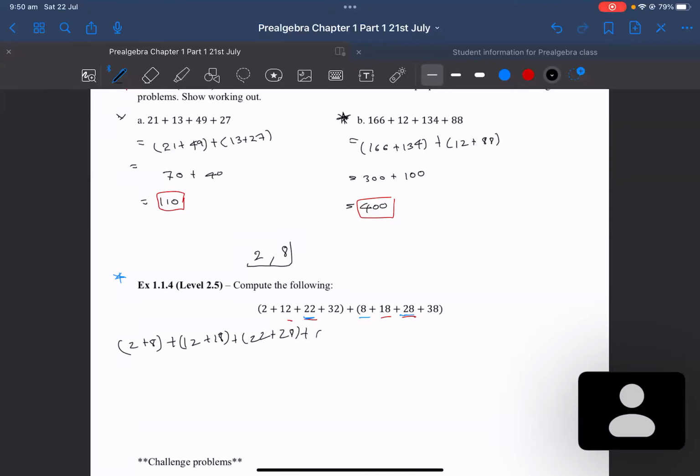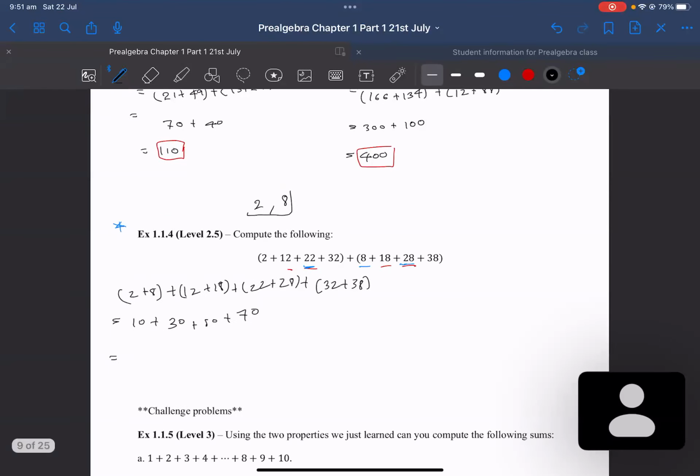And then finally, you get 32 plus 38, the other pair. So then you add these individual ones. You get 10 plus 30, 22 plus 28 is 50, plus 70. Or something similar to that. It might not be the exact same numbers. Then you add them up, you get 1 plus 3 plus 5 plus 7, and you just add a 0. If you add the 1, 3, 5, 7, that's 16. You add a 0 at the end because adding numbers ending with 0 is really easy. 160.